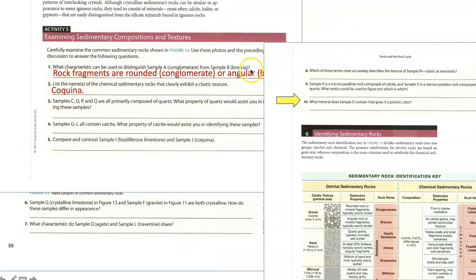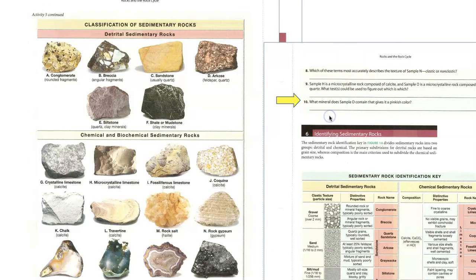The rest of these I think are pretty straightforward, except I'll jump to number 10. What mineral does sample D contain that gives it a pinkish color? So here's sample D. It's one of the detrital rocks, and that pinkish color comes from that pink or salmon-colored feldspar called potassium feldspar. So K feldspar, potassium feldspar, that is what gives that rock that pink color.